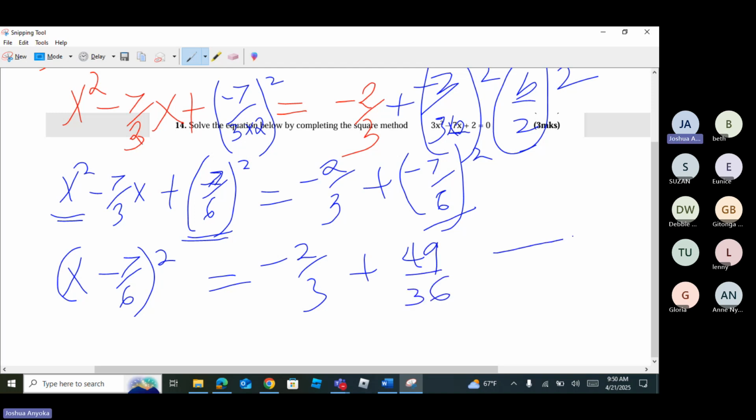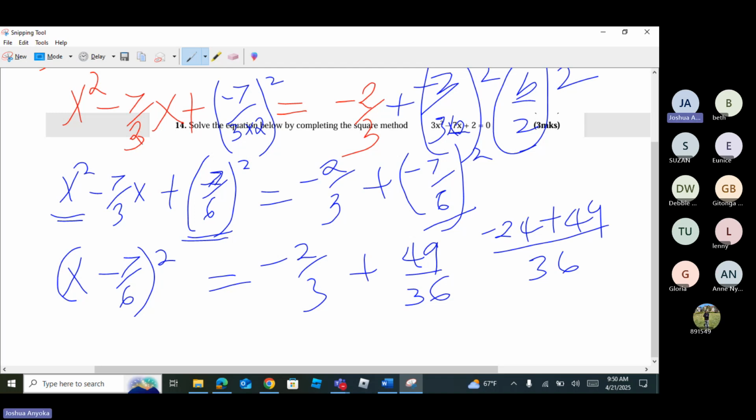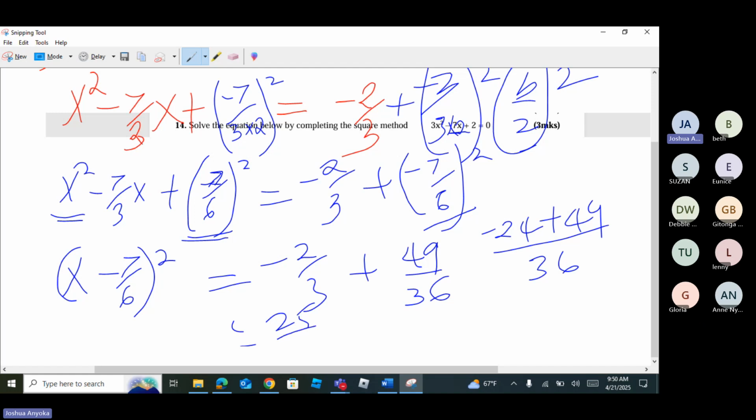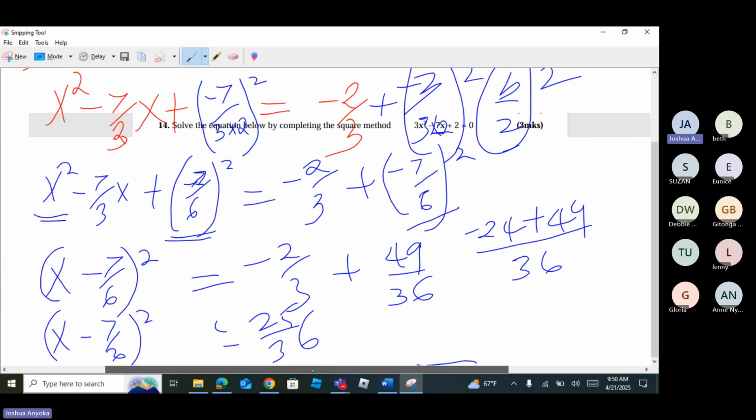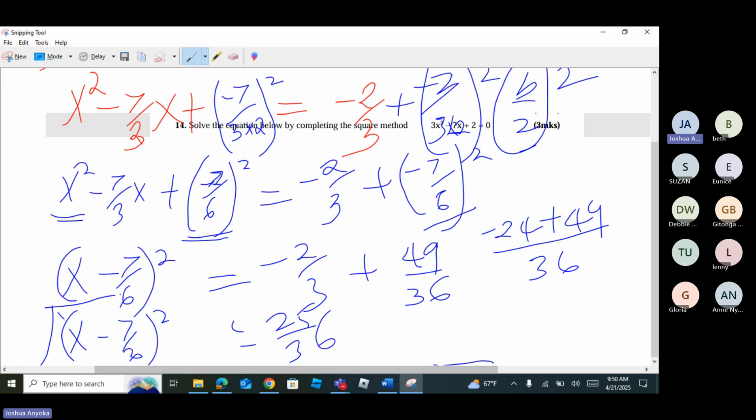Evaluate this one, LCM 36. That's 6 by 3, 12. 12 times negative 2, negative 24, plus 49, gives 25 over 36. So this is 25 over 36. On the left, x minus 7 over 6, then squared. So let's take square roots both sides.